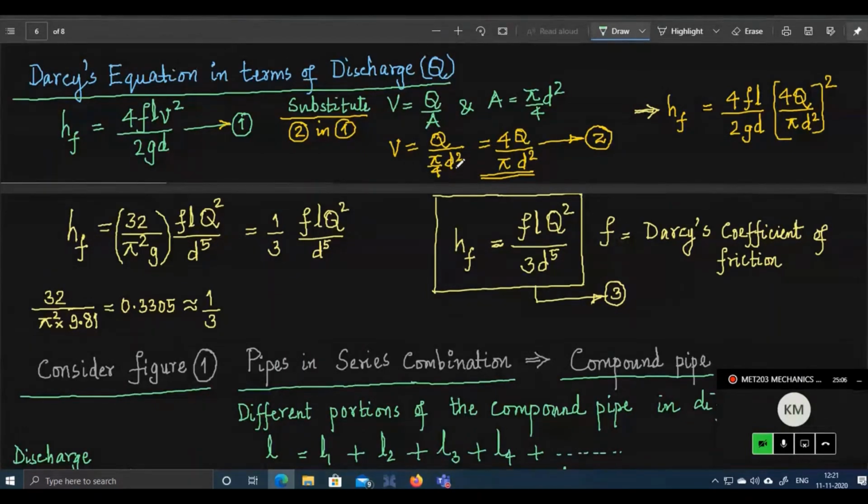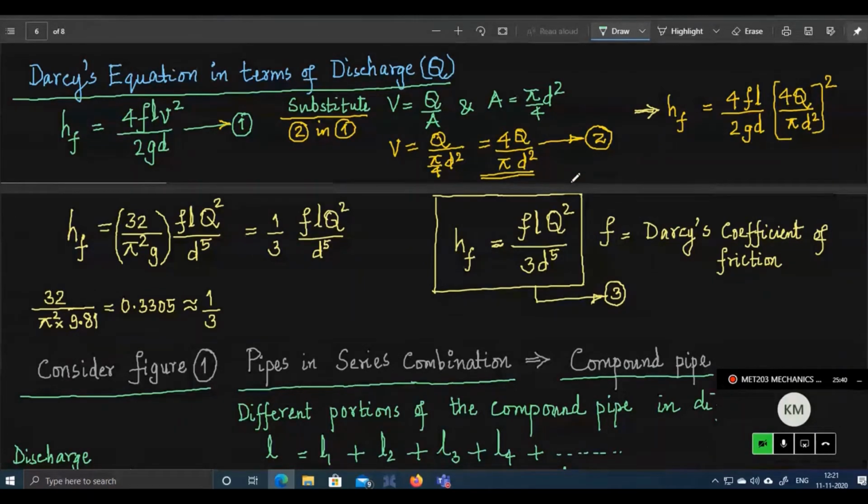Then what is A? We are talking about circular pipes. The area of a circular pipe in terms of diameter is pi by 4 d square. So V is equal to Q divided by area, and area is pi by 4 d square. If you rearrange this expression, the 4 will go to the numerator. So the average velocity of flow through the pipeline, in terms of the discharge and the diameter, is given by V is equal to 4Q divided by pi d square.